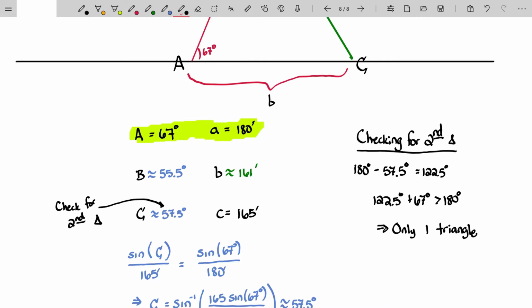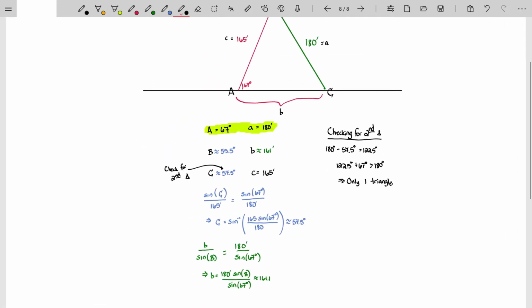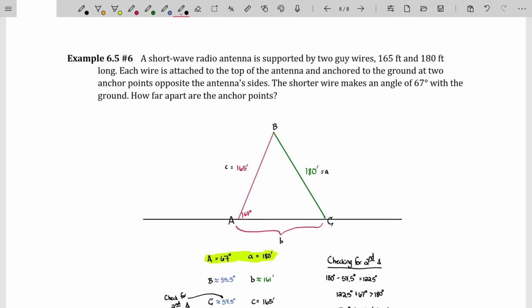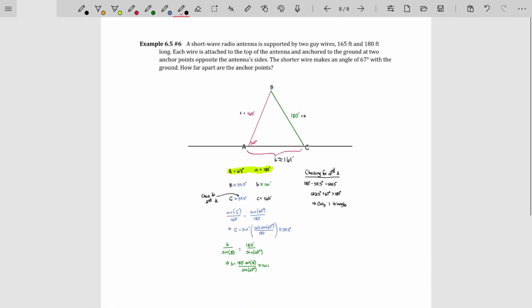And usually in applications, you're not going to have a second triangle, but it's not always going to be the case. So you should check. And that's the answer, by the way. The answer was 161 feet. So that is the distance between those two anchor points, roughly 161 feet. There we go. So those are some applications involving law of sines. I hope that is helpful.